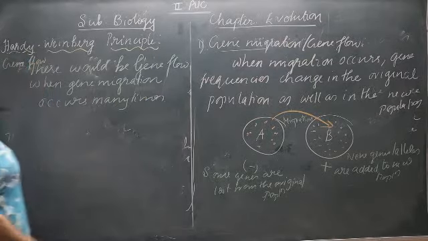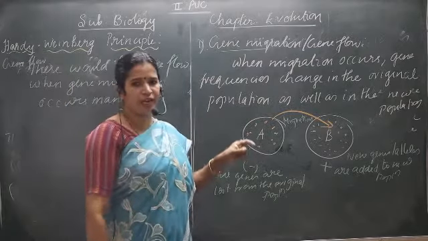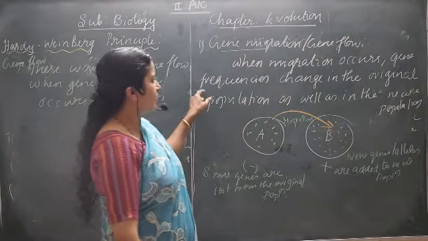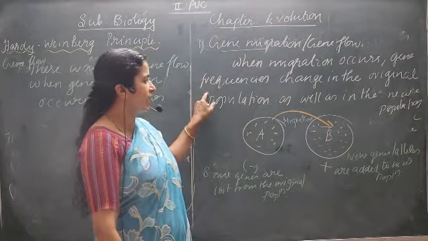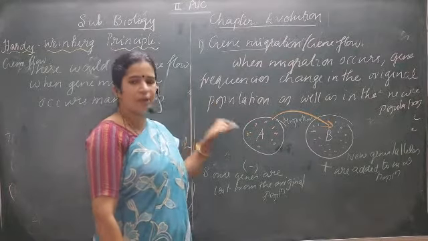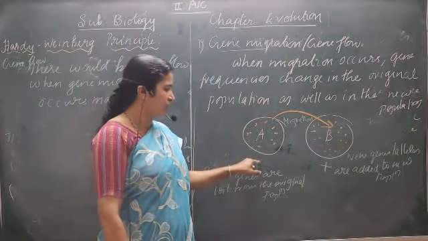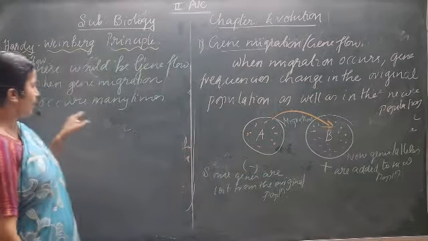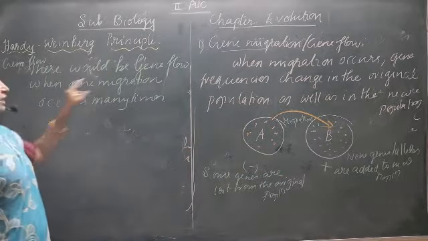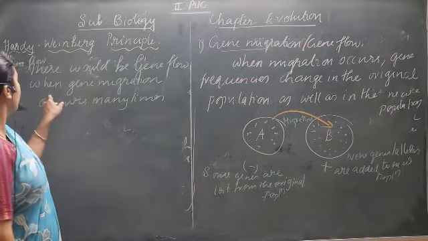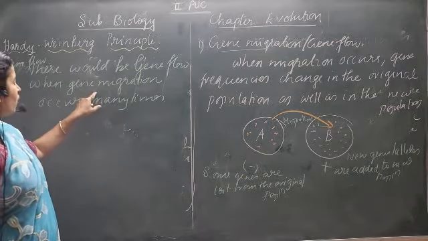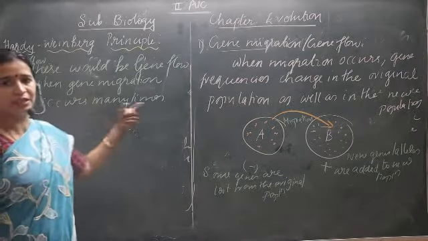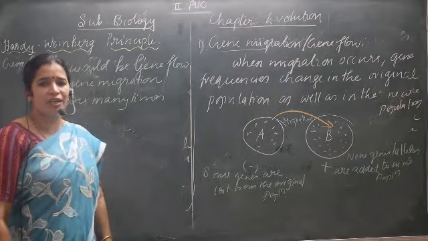Gene migration means a particular change. That means there is a change in the gene frequency if a particular population moves out of their original population. So what happens if this gene migration occurs many times? It results in gene flow.